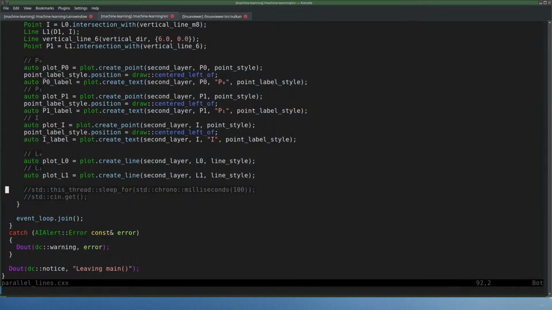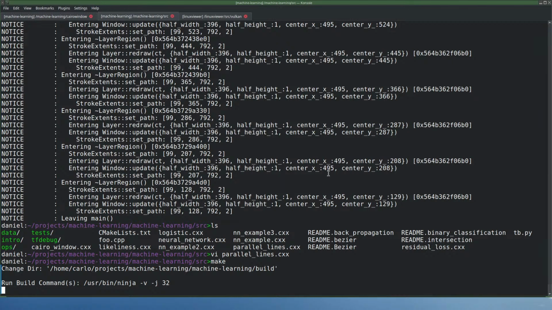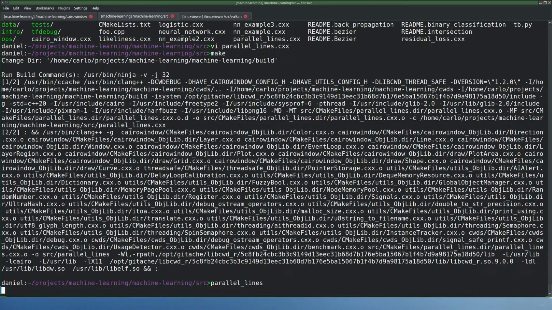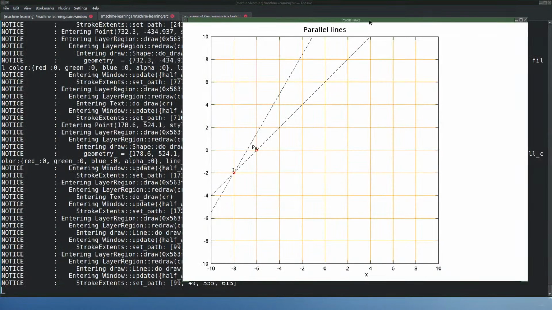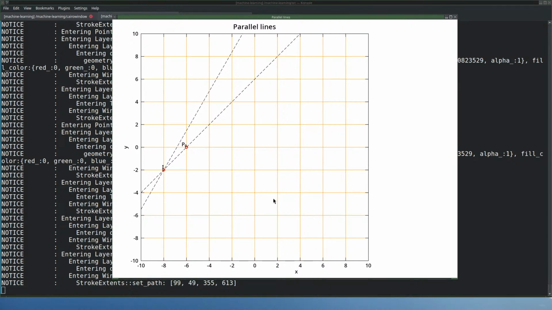Oh, probably because of this. Yeah, let's wait for it. Yeah, that's the reason, of course. It just immediately wipes everything. That was stupid. There we go. So we have two lines. P1 is not visible because it's somewhere up here above the 8. I rotated them too far, I think.